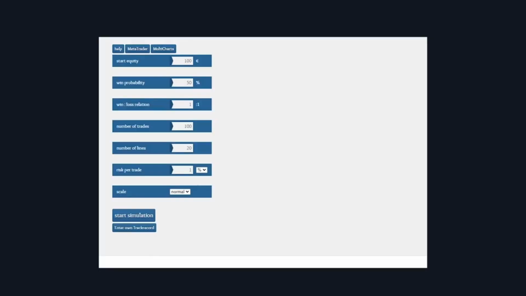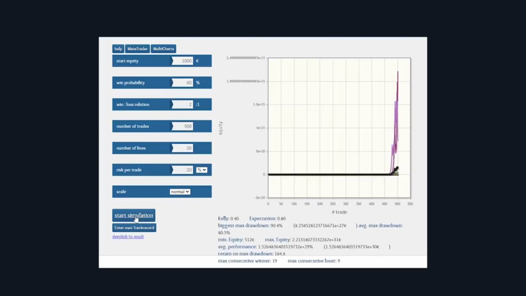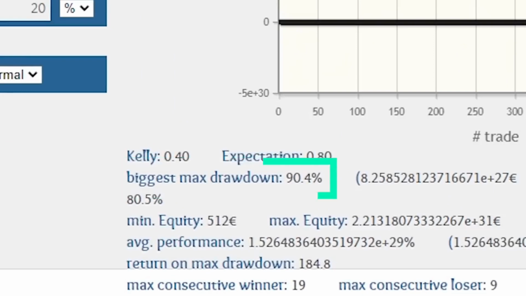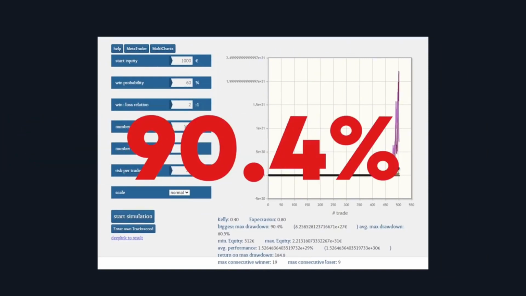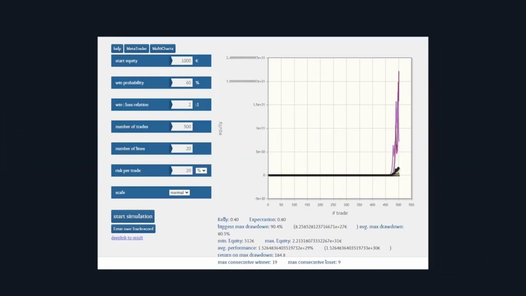This is a trading simulator. So in this example, we're going to start with $1,000, have a win probability of 60%, have 2 wins for every loss, take 500 trades, and finally, we're going to risk 20% per trade. The key stat we're looking at is the biggest max drawdown. If you take a look at this, if we were to risk 20% per trade, we have the potential to lose 90.4% of our portfolio. Gone, which is absolutely crazy. Could you handle a 90.4% drop in your portfolio? And that's just with 20%.